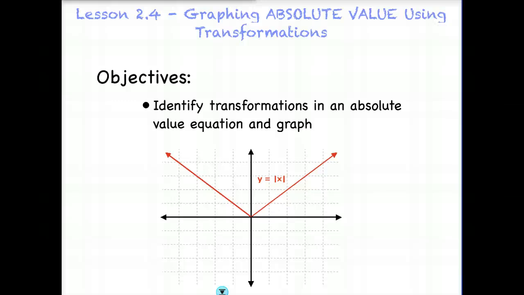Today we will be graphing absolute value equations using transformations. So our objectives are to identify the transformations in an absolute value equation and use those to help us graph. And remember that we used transformations recently when we were graphing linear equations. These will be very similar with the exception of one additional transformation.